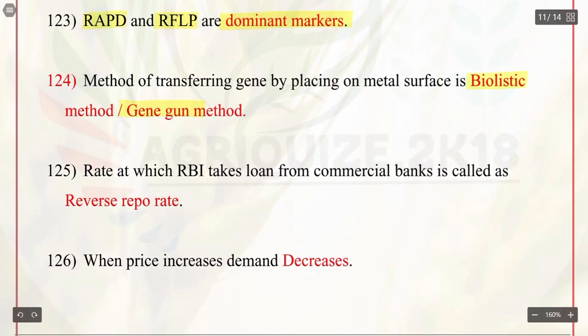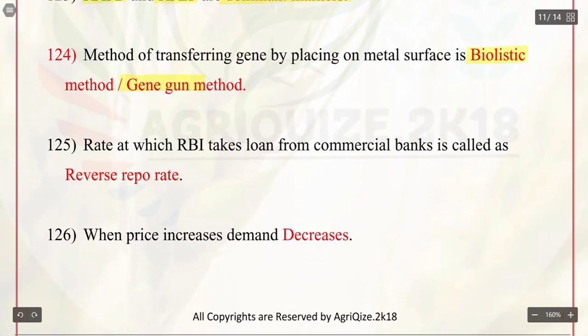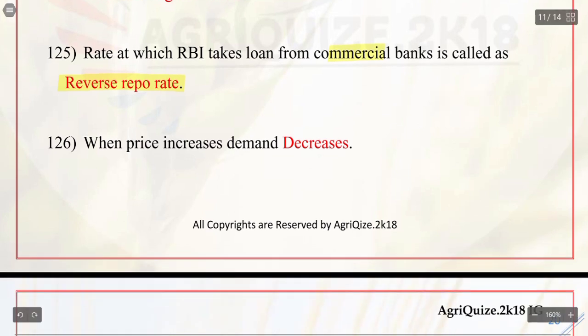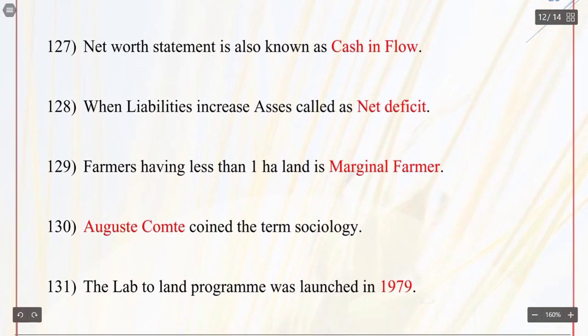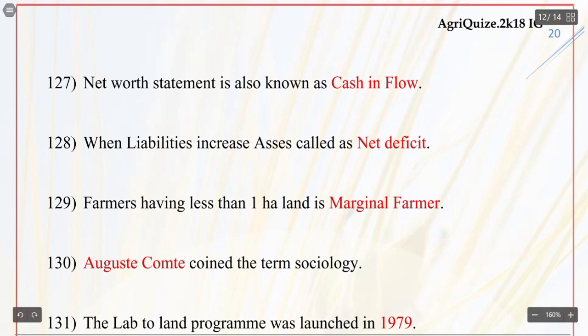Next, rate at which RBI takes loan from commercial banks is called as reverse repo rate. Question number 126. When price increases, demand decreases. Next, net worth statement is also known as balance sheet. Next, when liabilities exceed assets, it is called as net deficit.